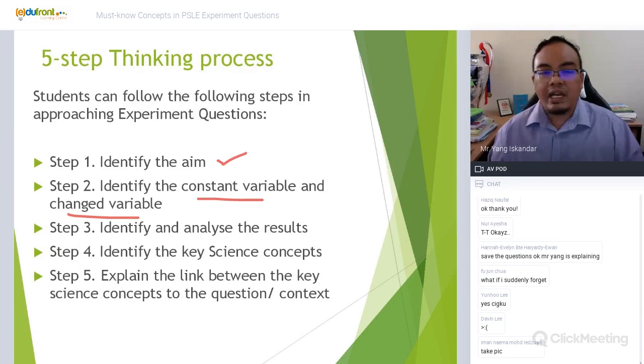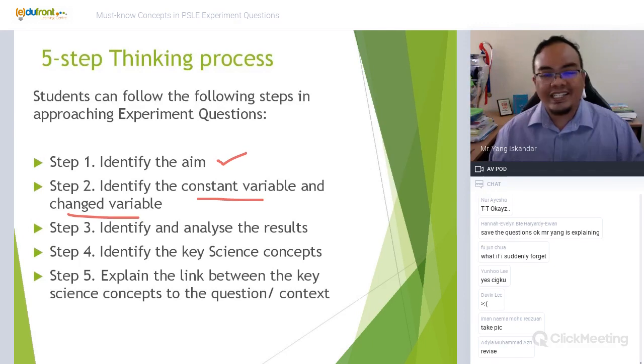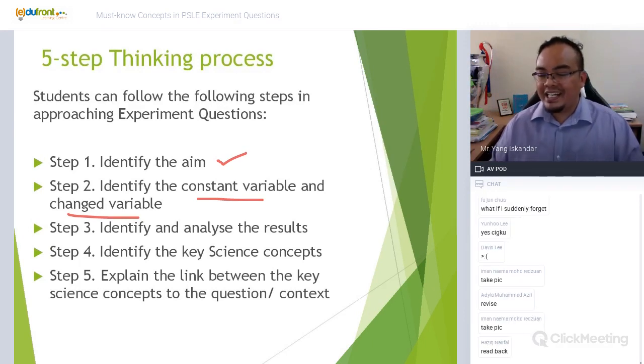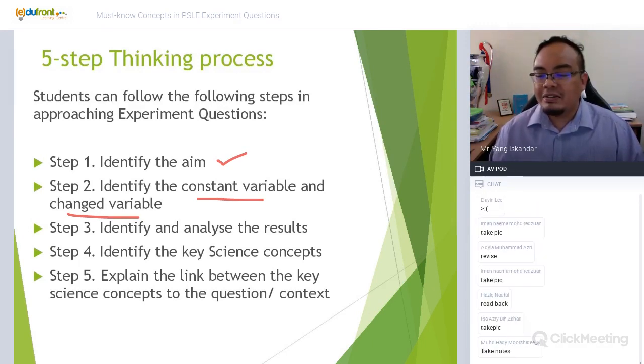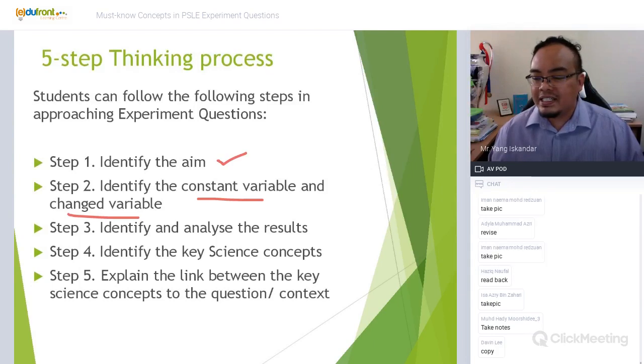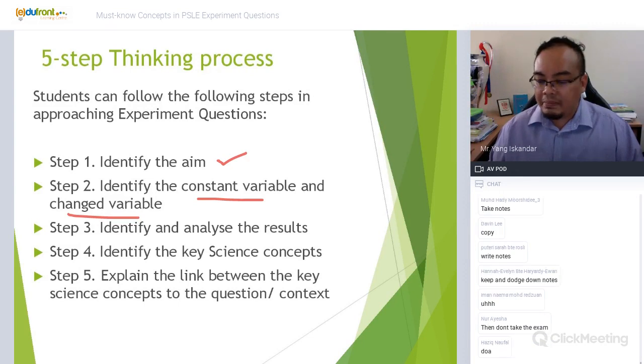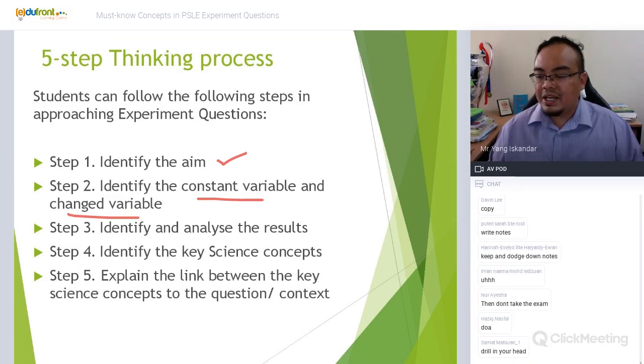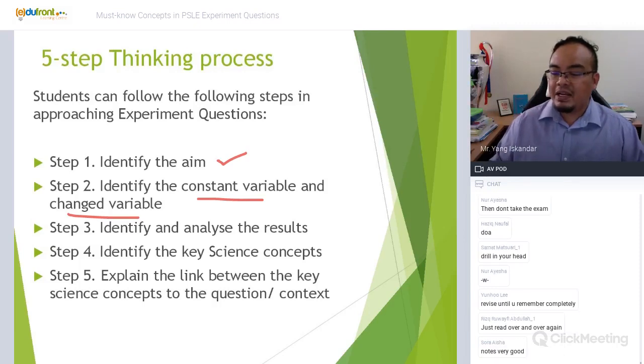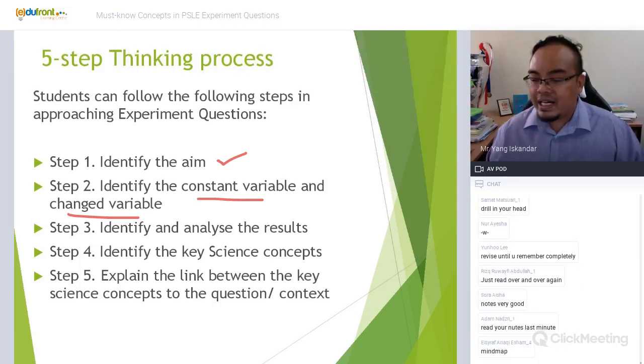Fuchun says, what if I suddenly forget? Anybody have any idea? Anybody can advise Fuchun? Fuchun asks, teacher, what if I suddenly forget? Take a picture. How to take a picture during the exam? Read back, take notes. This one is before the exam, yes. Write notes, mind map. Doa, Haziq says doa. Read in your head, revise until you remember completely. Okay, Fuchun, you can see so many pieces of advice, right?